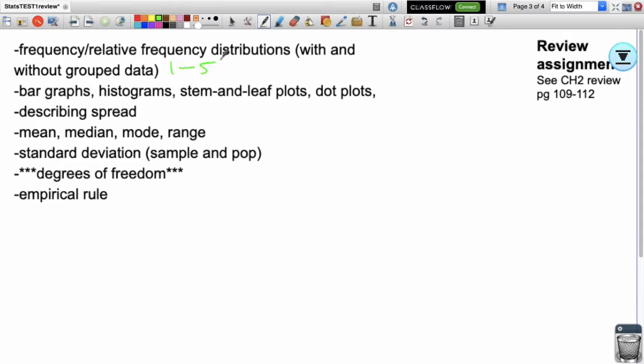Check your notes so that you kind of get what I'm saying here with our grouped data, okay? If not, pop me an email over the weekend and say, I'm still confused about that, and I'll try to email you back if I can, okay?